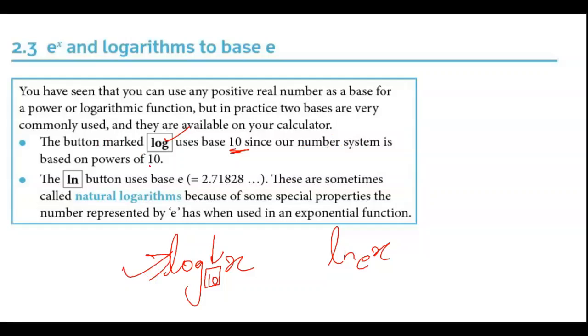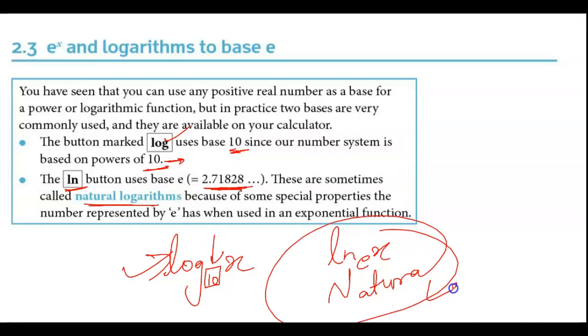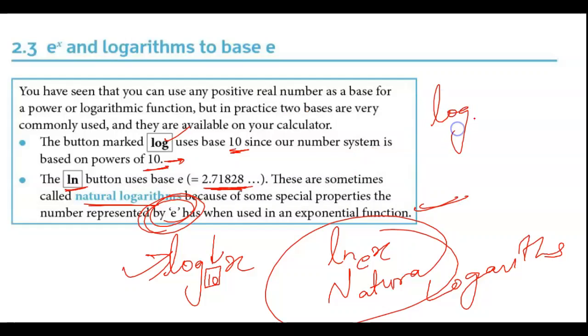Our number system is based on powers of 10, right? Decimal system. We use decimal system. The button ln uses base e, that is 2.71828. These are sometimes called natural logarithm because of special properties of the number represented by e when used in exponential functions. So log means you will take base 10 and ln means natural log to the base e.